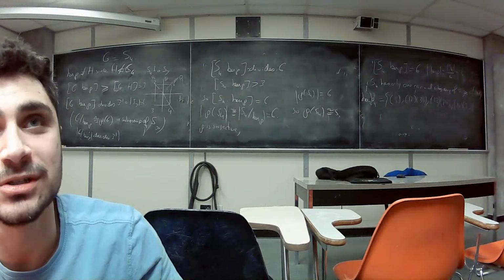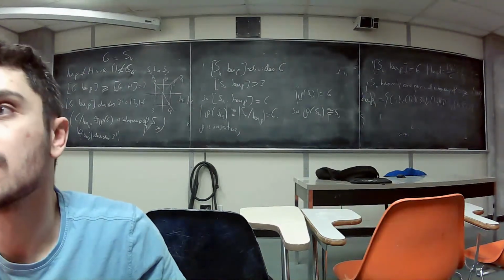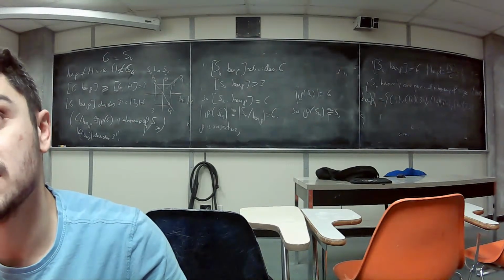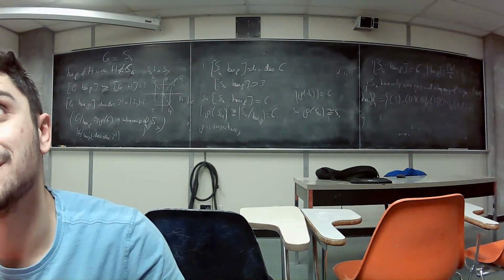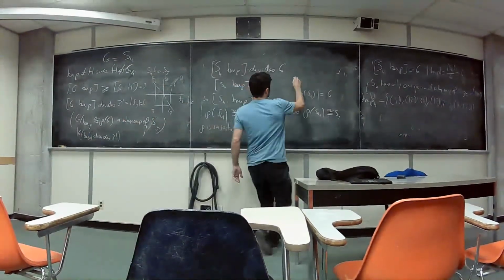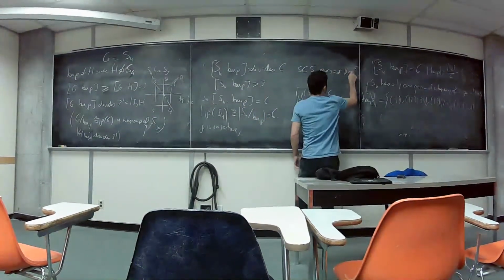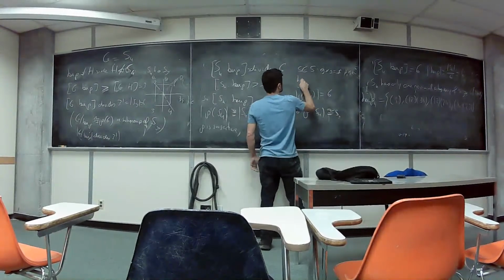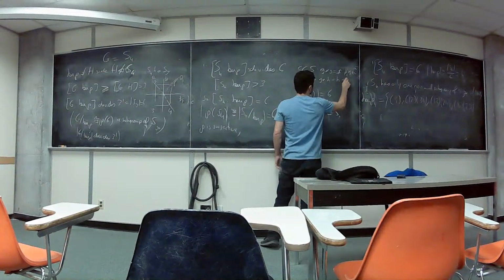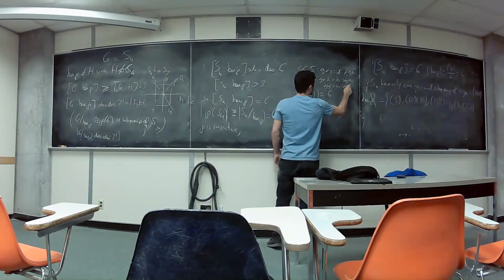What is your question? Why is the fixed point in H? G is acting on H, so a fixed point is an element of H. What is a fixed point? It's an element h in H such that g star h is equal to h for all g, that is, g h g inverse equals h for all g.